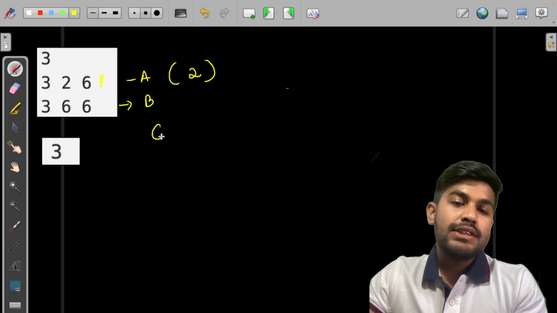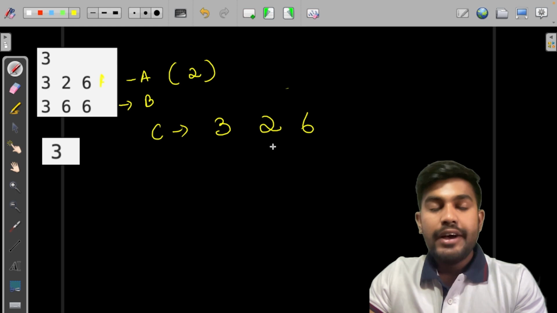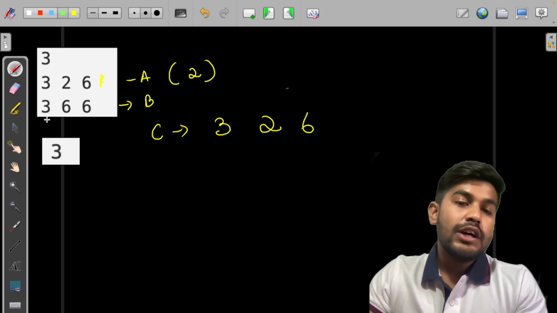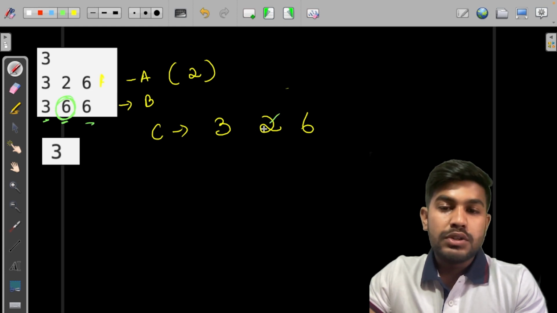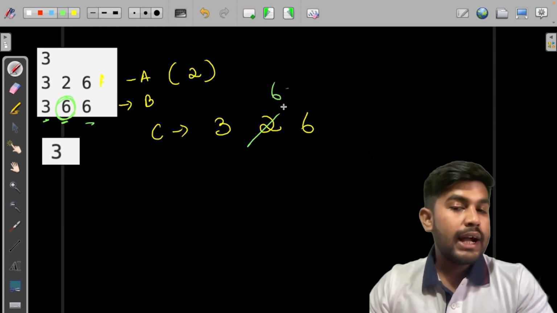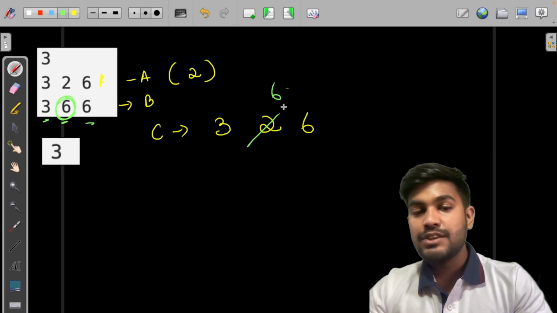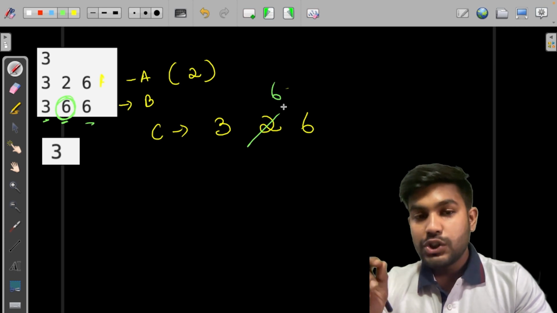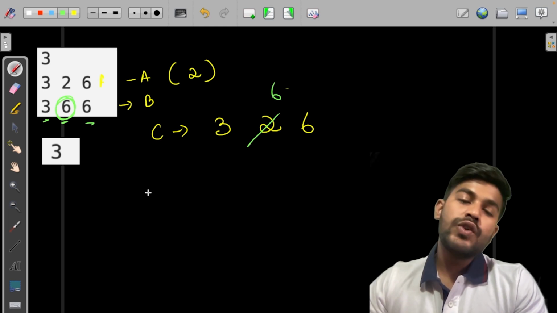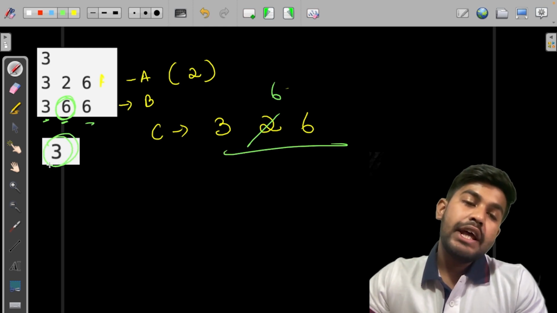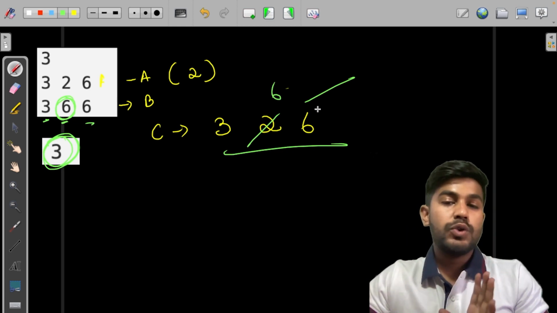Now initially we have the C value, which would be 3, 2 and 6. So what are the numbers that are differing? We have this number, this number, this number. If we make this equal to 6, then all the values would be equal. And the GCD of all the values in C is equal to 3, which is greater than the duality of A. So this is fulfilling the condition. So we are able to make the beauty of the array 3, because all 3 values are able to match.